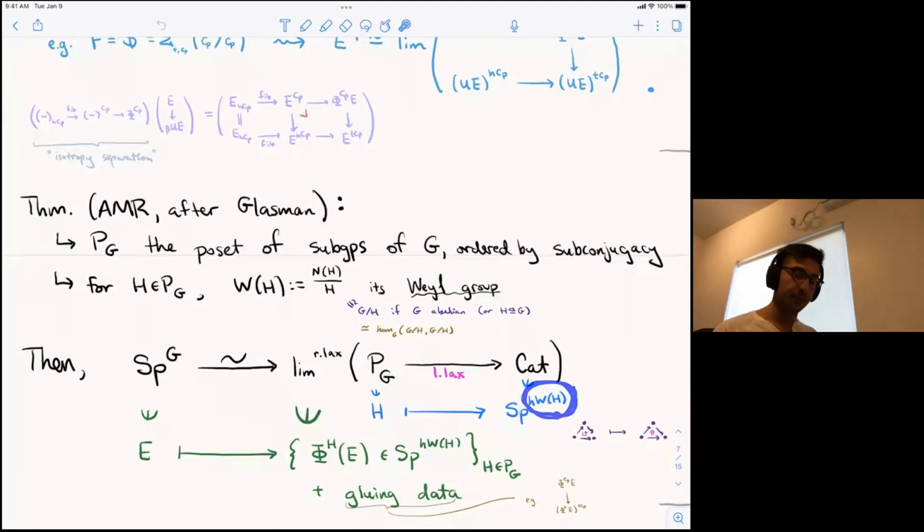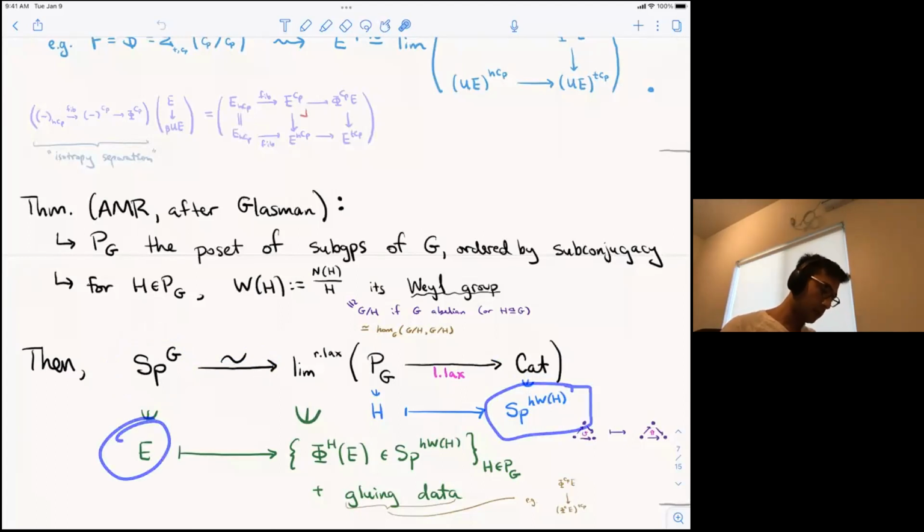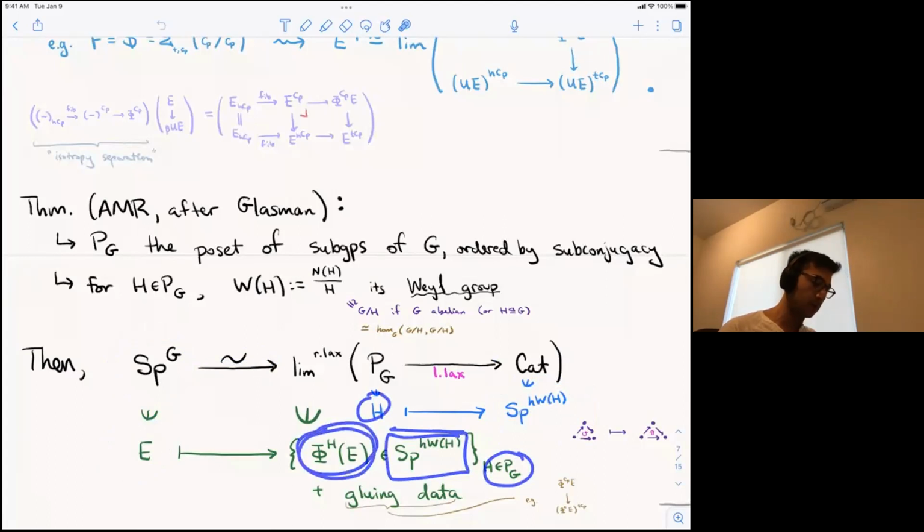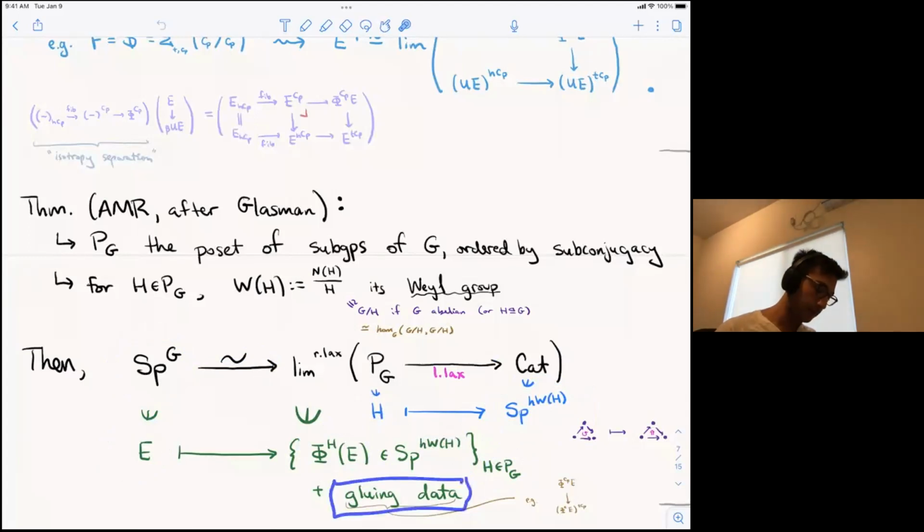And so what then is going to be this equivalence? Well, I take a G spectrum, and I'm supposed to take it to some system of objects of these categories, and then some gluing data, which I'll describe. But what are the objects of those categories? Well, I take a G spectrum E, and then for each H, the homotopy W of H spectrum I assign is the geometric fixed points. So that's the thing I'm going to remember. And then I'm also going to remember some gluing data, for instance, this structure map like that.